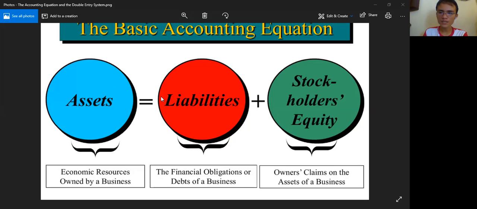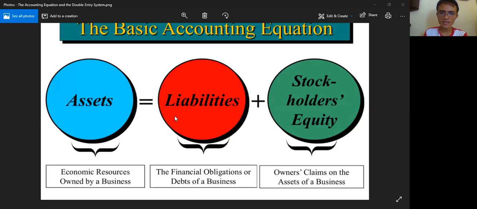We can see on the screen the basic accounting equation that we will discuss in a certain part of this series. We have here the three accounting elements that can be found on the balance sheet or statement of financial position, which shows the financial position of the entity as of a specific period of time. It's at the end of a certain period, and its cumulative balances.